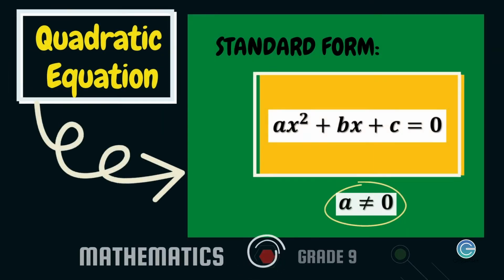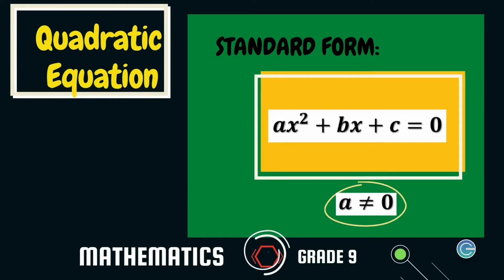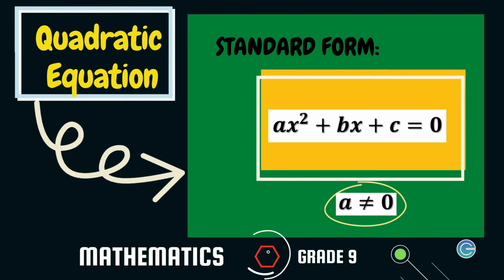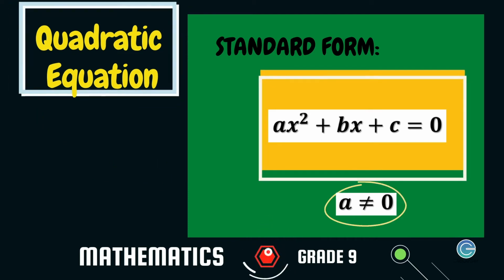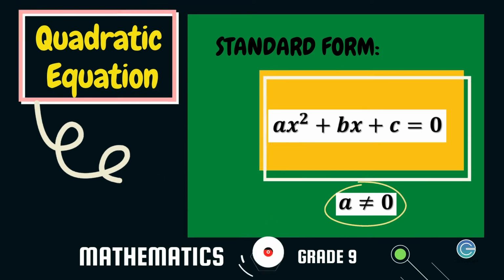A quadratic equation is written in the standard form ax squared plus bx plus c equals 0, where a, b, and c are real numbers and a is not equal to 0. Meaning to say, both b and c can be 0, but a should not be 0.